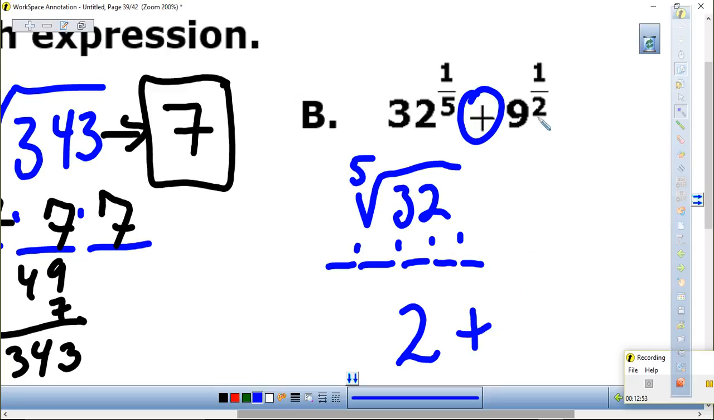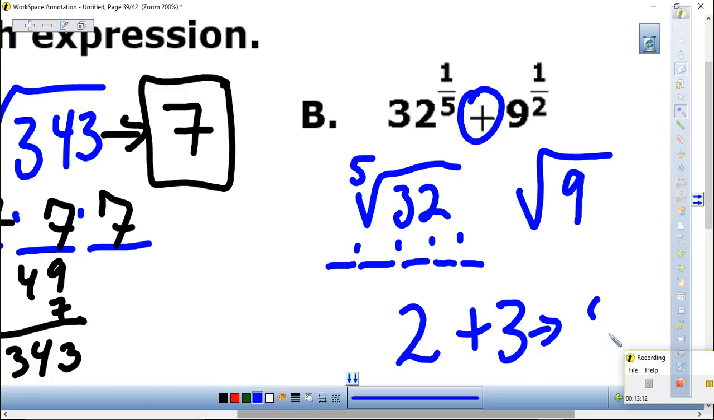Daniel, how do you rewrite this one? A radical, and then inside is 9. So we don't put the index, right? And, yeah, no. So what is the square root of 9? 3. So what is 2 plus 3? 5.